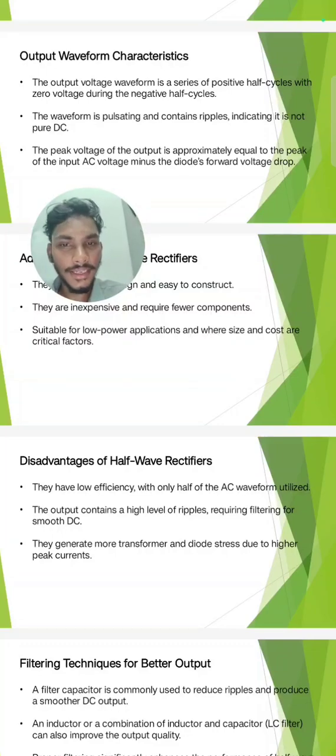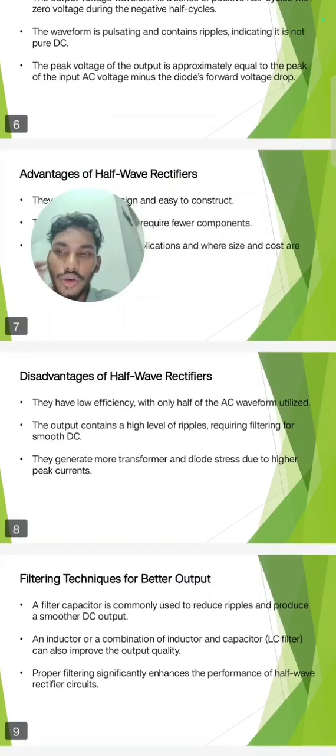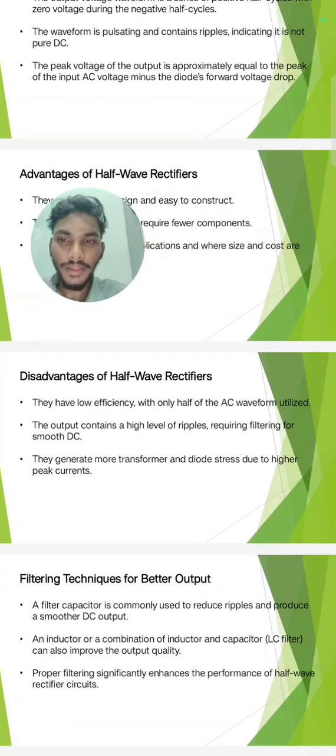I already said earlier that the half-wave rectifier only converts AC into pulsating DC. It doesn't convert AC into pure DC. So the output contains a high level of ripples, requiring filters to get pure or smooth DC. They generate more transformer and diode stress due to higher peak currents. In the output waveform, only positive half cycles appear across the load. So the output is pulsating DC, requiring filters like capacitors or inductors for smoothing.